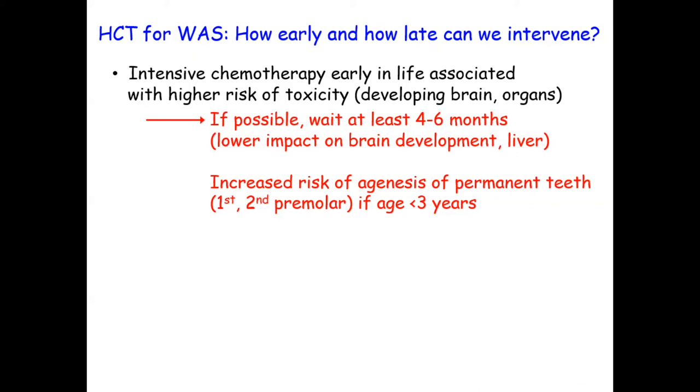And so the complication there is that these patients were already exposed to chemotherapy as part of the treatment of their cancer, and on top of that, also an additional chemotherapy, and in many cases even radiotherapy, which is a different type of treatment, to prepare for the transplantation. With that caveat, there are data that in fact if you perform transplantation at an age less than 3 years, you are at increased risk of agenesis of permanent teeth, and which teeth in particular, first and second premolar, but also the molars.